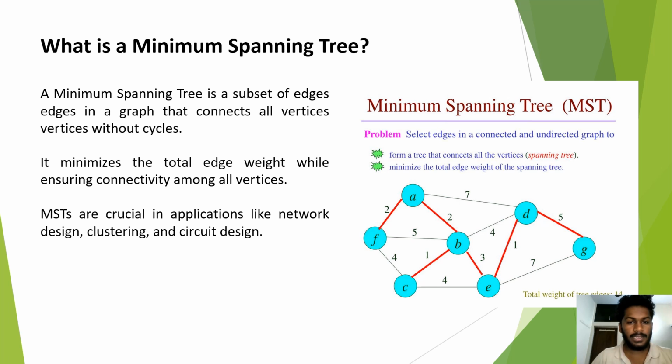What is a minimum spanning tree? A minimum spanning tree is a subset of edges in a graph that connects all vertices without a cycle. It minimizes the total edge weight while ensuring connectivity among all vertices. Minimum spanning trees are crucial in applications like network design, clustering, and circuit design.